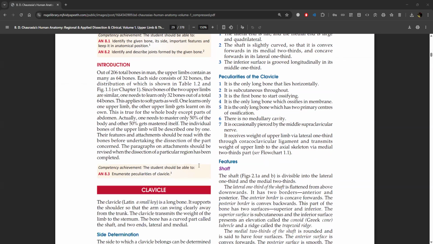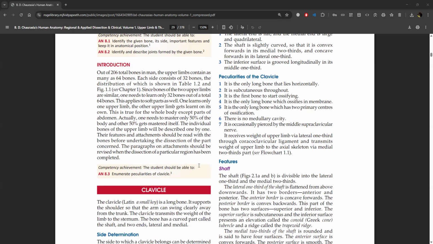Out of 206 total bones in man, the upper limbs contain as many as 64 bones. Each side consists of 32 bones, the distribution of which is shown in Table 1.2 and Figure 1.1. See Chapter 1. Since bones of the two upper limbs are similar, one needs to learn only 32 bones out of a total of 64 bones.